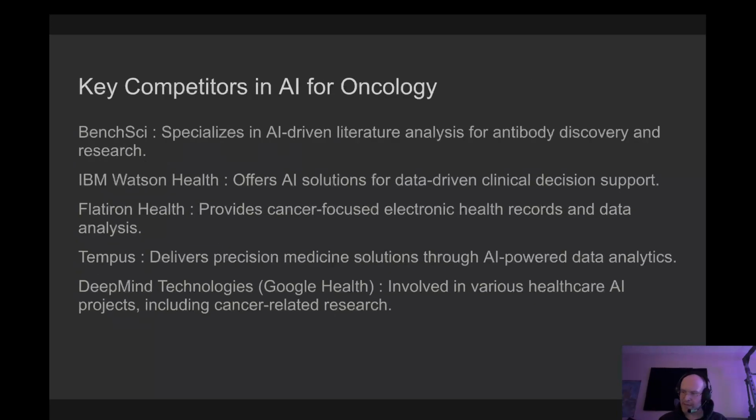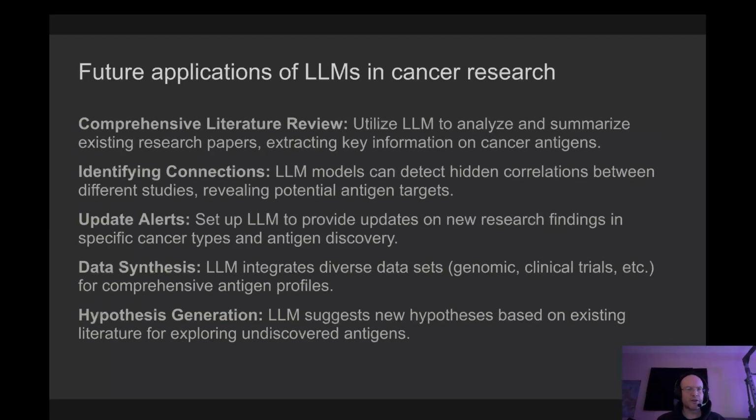There are lots of competitors, but we should also look at them as potential partners, like DeepMind, Google Health, BenchSci, which is a Canadian company looking at AI-driven literature, and IBM Watson Health. So there are lots of applications for LLMs in cancer research. It really feels like a gold mine with so many things that we can do. We can update alerts on new articles that are published. We can identify connections between researchers, generate new hypotheses, and even run those hypotheses. So it's just an extremely exciting time.